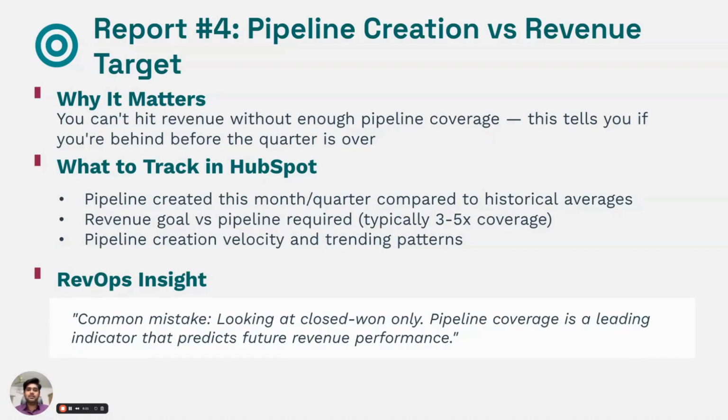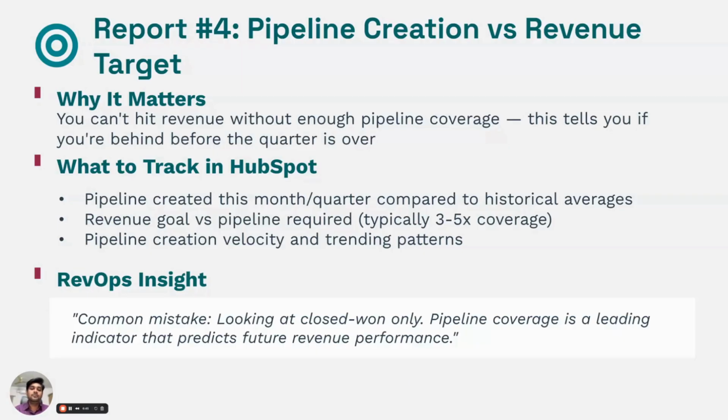You cannot hit revenue without having enough pipeline coverage. It's mathematics. So, what do we track? Pipeline created this month or quarter compared to your historic averages. Revenue goals versus pipeline required. And typically, you need 3 to 5x coverage for your pipeline to work well. And pipeline creation velocity. Are you trending up?